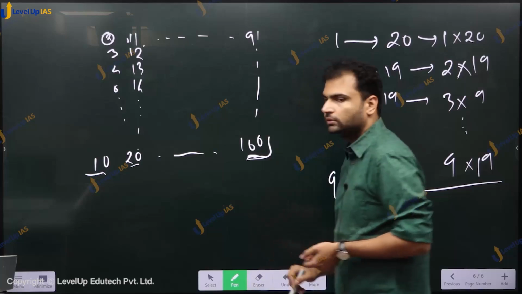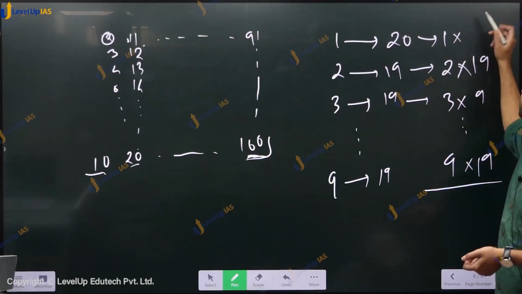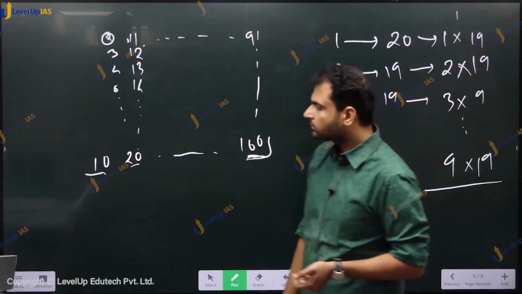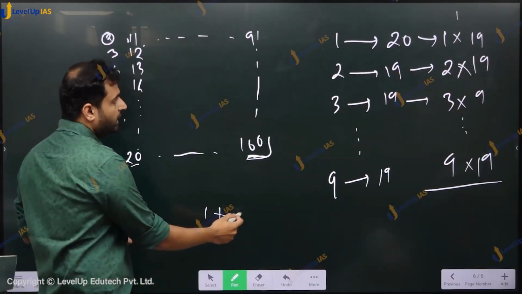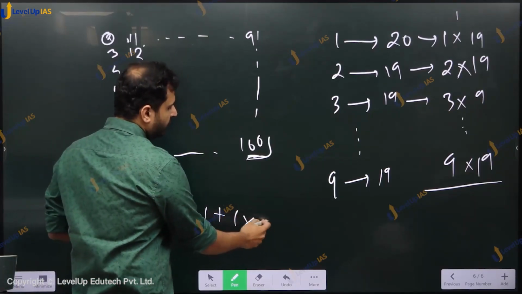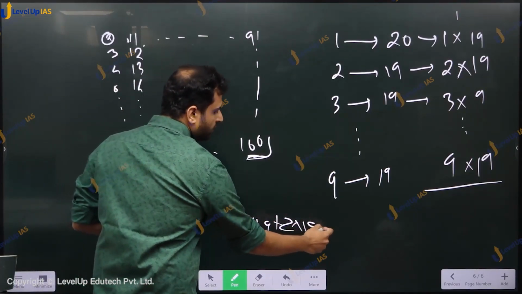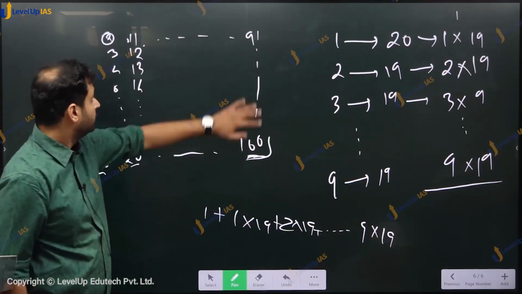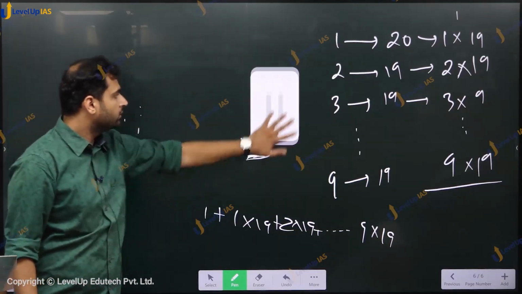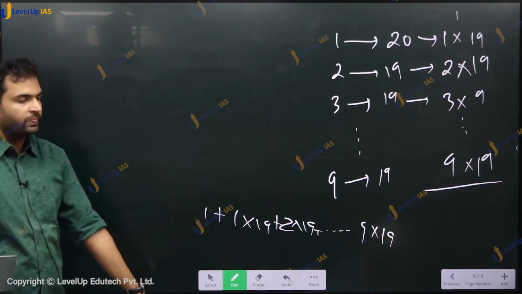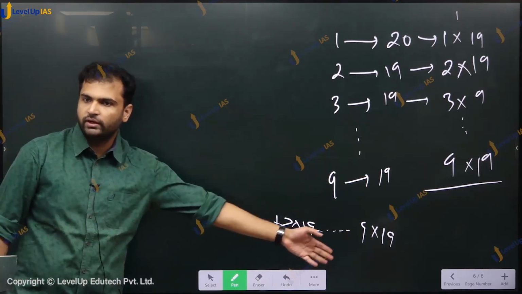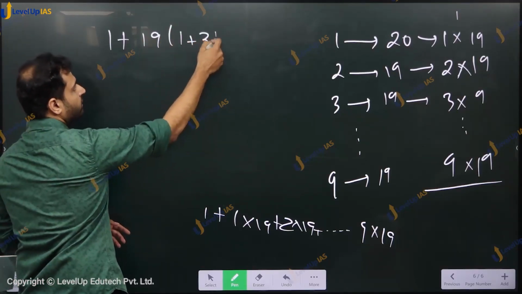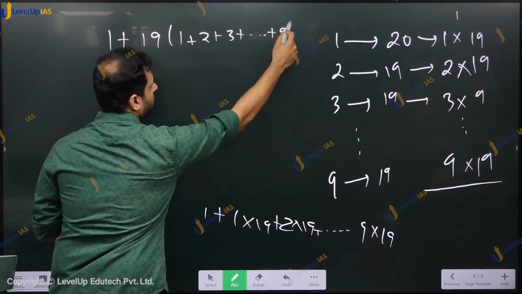What would the addition be? Now I can write it as 1 into 19 plus 1. I wrote the 1 separately because then I will get symmetry. So I have 1 plus 1 into 19 plus 2 into 19 plus up to 9 into 19. This is what we have. I can take 19 common, since 19 is there everywhere in the multiplication. So 1 plus 19 into (1 plus 2 plus 3 plus up to 9).